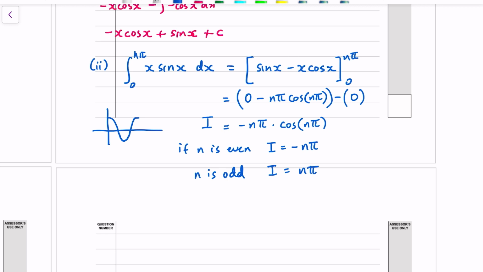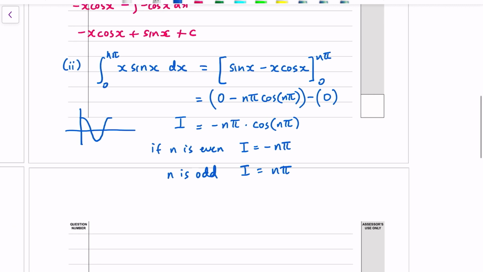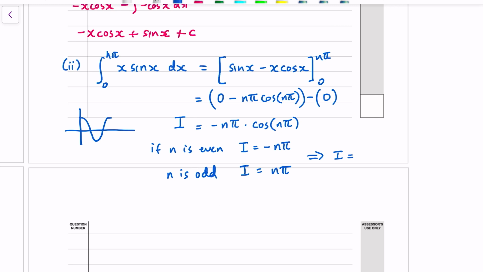I've written that as a piecewise thing here, but you could also write that I is equal to negative 1 to the power of n plus 1 multiplied by n pi. That negative 1 to the power thing is like an on-off function. It alternates between minus 1 and 1 depending on if n is even or odd.